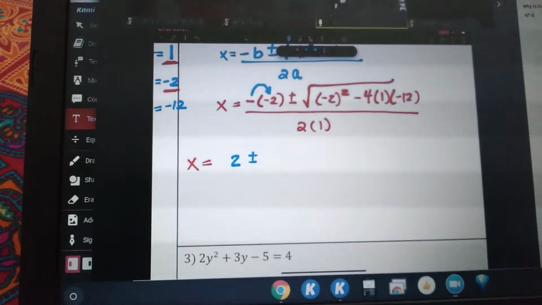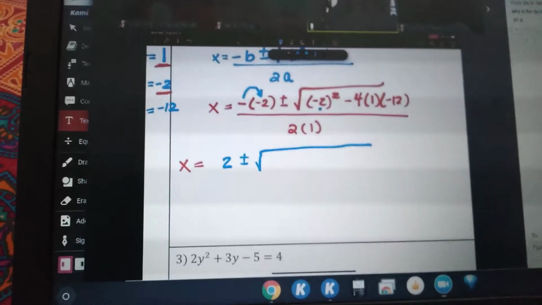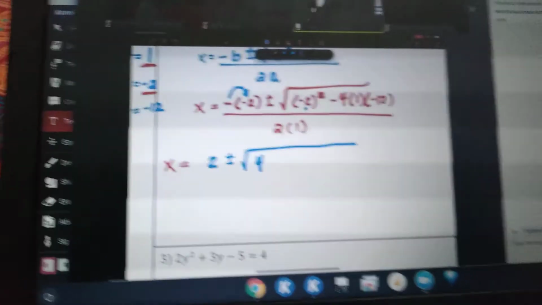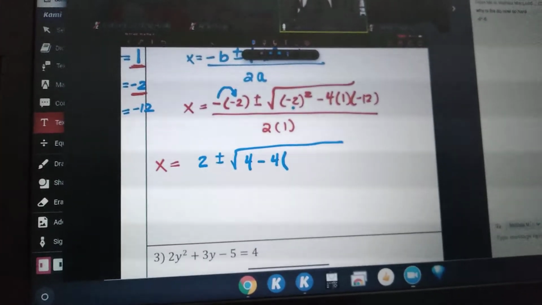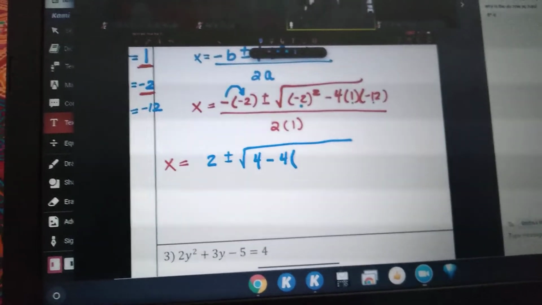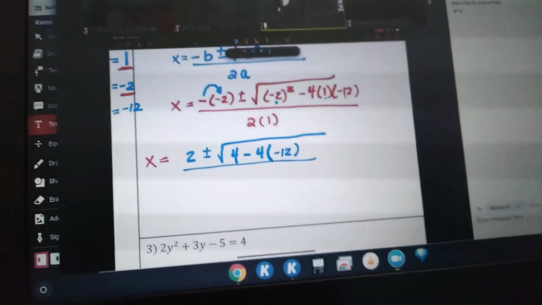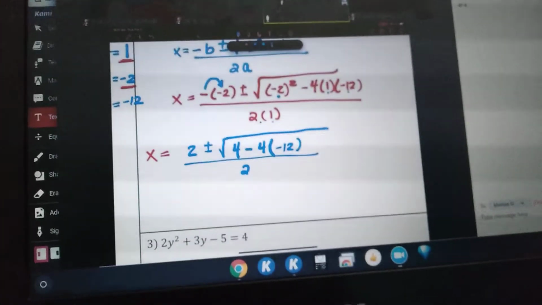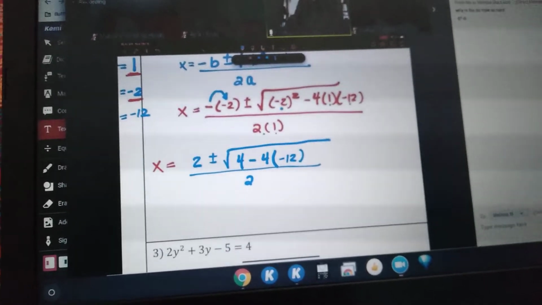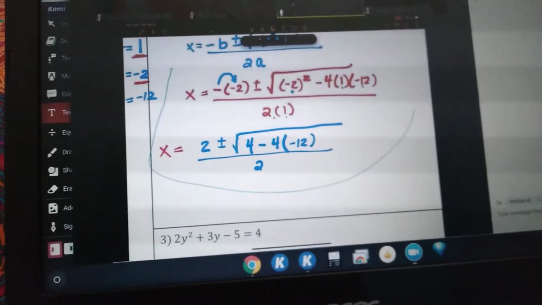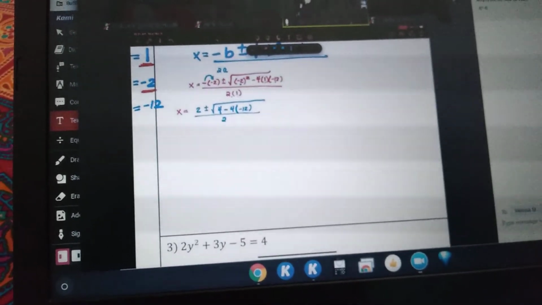Plus or minus the square root of negative 2 squared is positive 4 minus 4, and then in parentheses, 1 times negative 12 is negative 12. All over 2 times 1, which is just 2. Everybody good? Good. Let me shrink this and move it over. Let's continue.